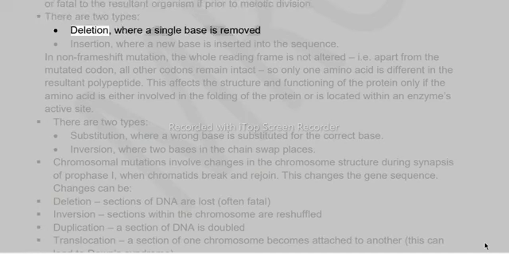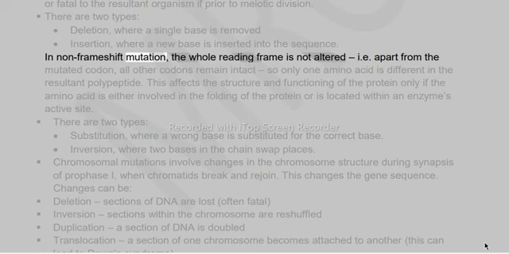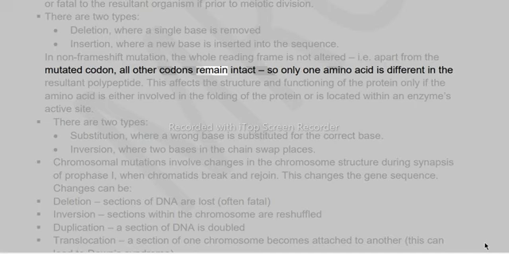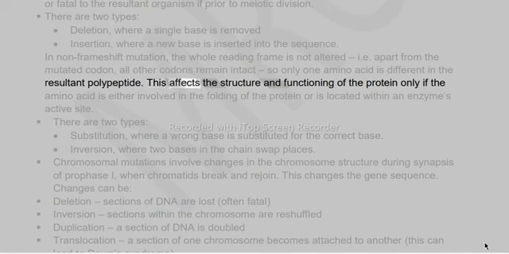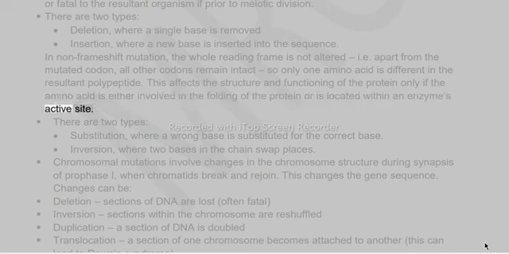There are two types: deletion, where a single base is removed; insertion, where a new base is inserted into the sequence. In non-frameshift mutation, the whole reading frame is not altered, i.e. apart from the mutated codon, all other codons remain intact, so only one amino acid is different in the resultant polypeptide. This affects the structure and functioning of the protein only if the amino acid is either involved in the folding of the protein or is located within an enzyme's active site. There are two types: substitution, where a wrong base is substituted for the correct base; inversion, where two bases in the chain swap places.